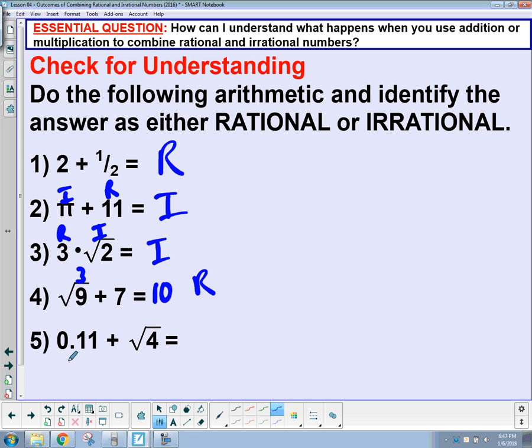0.11 can be written as a fraction. So that means it's rational. Square root of 4 is 2. That makes that rational. Has to be rational.